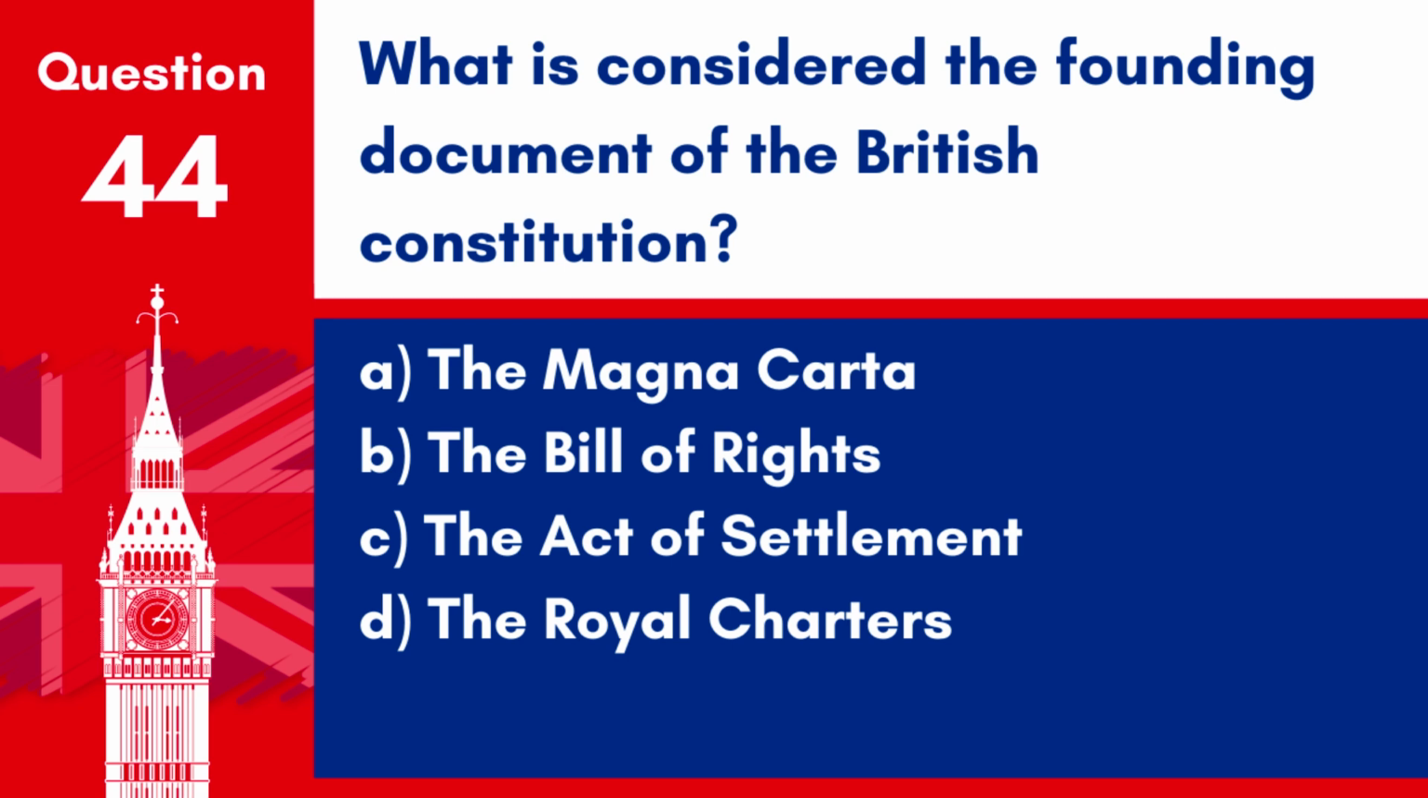Question 44. What is considered the founding document of the British Constitution? A. The Magna Carta. B. The Bill of Rights. C. The Act of Settlement. D. The Royal Charters. Answer: A. The Magna Carta.